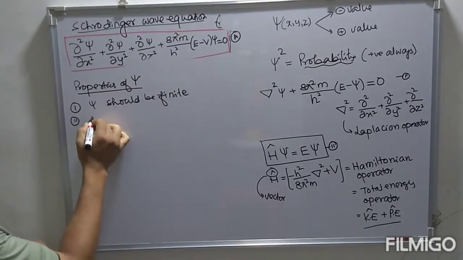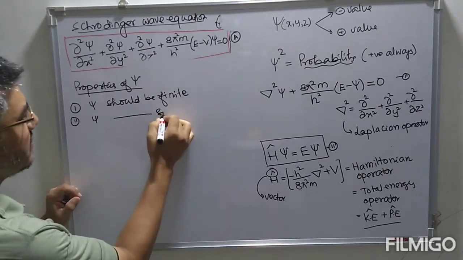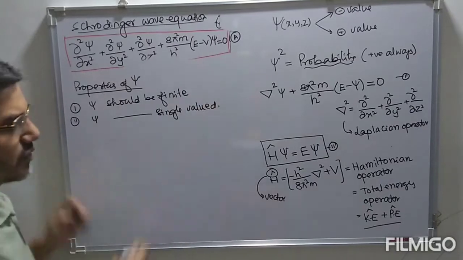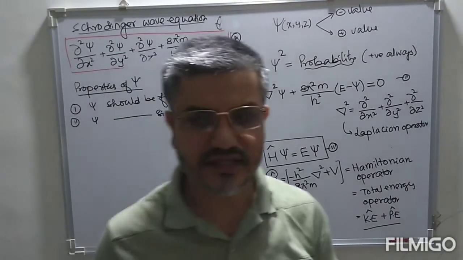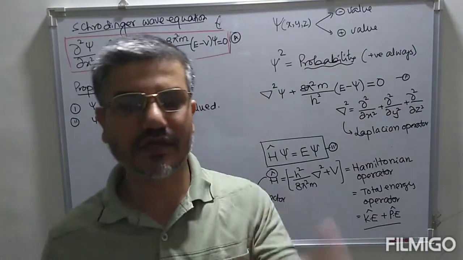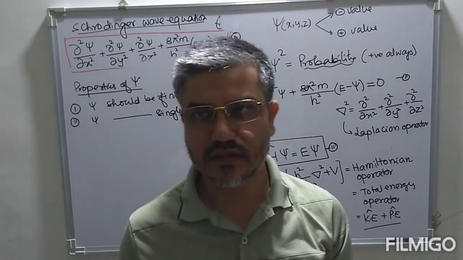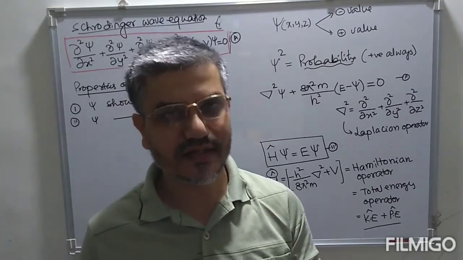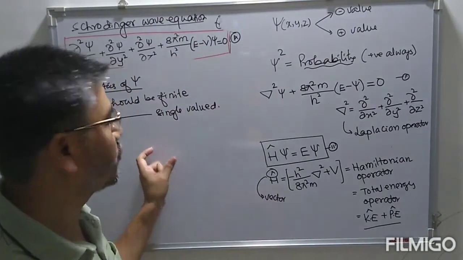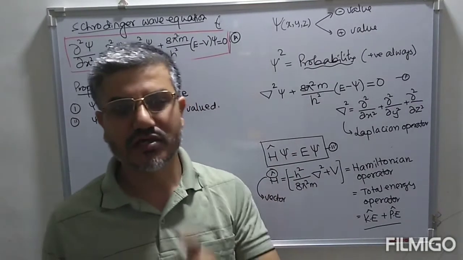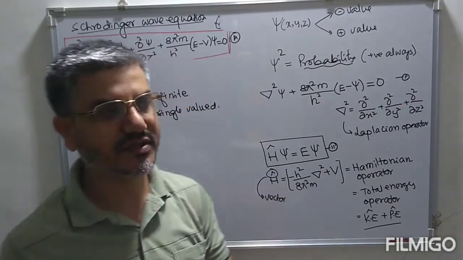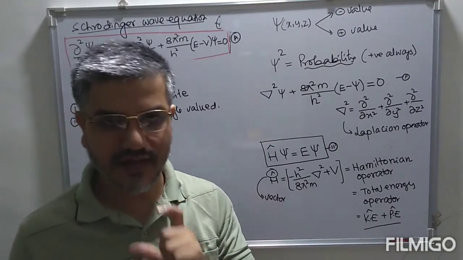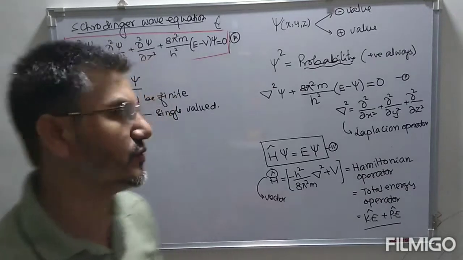Number two, this wave function psi should be single valued. Only one value of this wave function psi is acceptable for a particular electron in any particular space in an atom. So for one electron, we should have one finite value. One electron cannot have two possible values of wave function psi. So for any acceptable value of wave function psi, it should be a finite value as well as a single value.